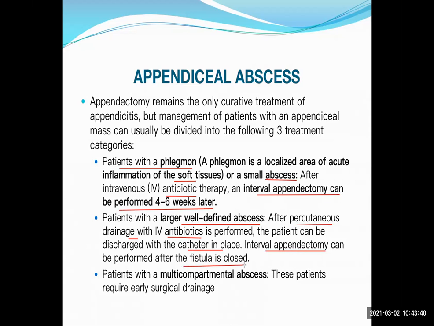Okay. This fistula is a doctor-made fistula, isn't it? It's not a natural or a pathological type of fistula there. So it is closed first, and then interval appendectomy is done after 6 weeks. Now my question, why is appendectomy not done right there when there is abscess formation? Anybody? Why?